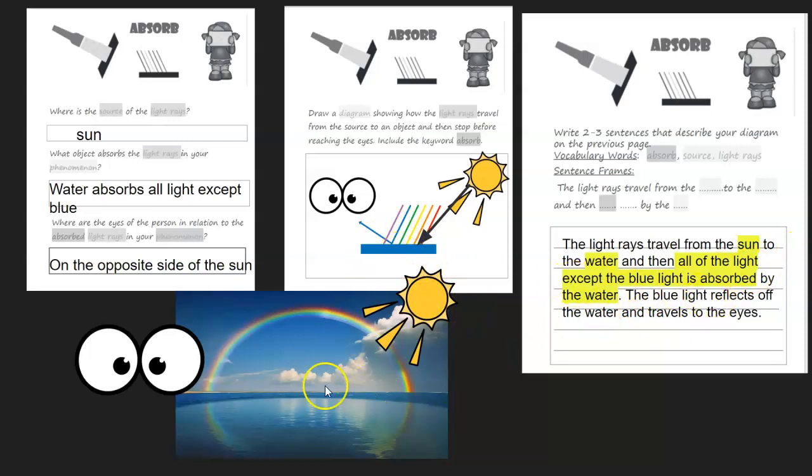The blue light reflects off the water and travels to the eyes. This is kind of your extra sentence. That's where you're going to get those extra points, right? But it also gets you ready to do the second part of this project, the last part of this project page, and your final project. So this is an extra, but it's a good extra step. I hope that's helpful. Good luck and have fun.